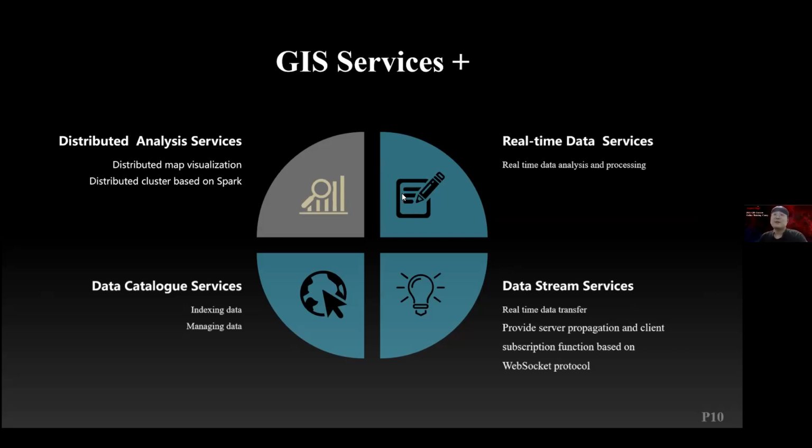And the real-time data service and data stream service are mainly related to the IoT. IoT is also one part of big data. We can get the stream data, the real-time data, from such as a GPS device or mobile signal or even social media. And we can make this a data stream service to get the real-time data change.